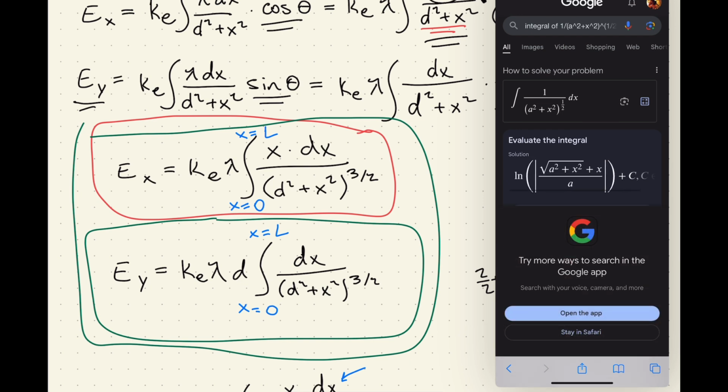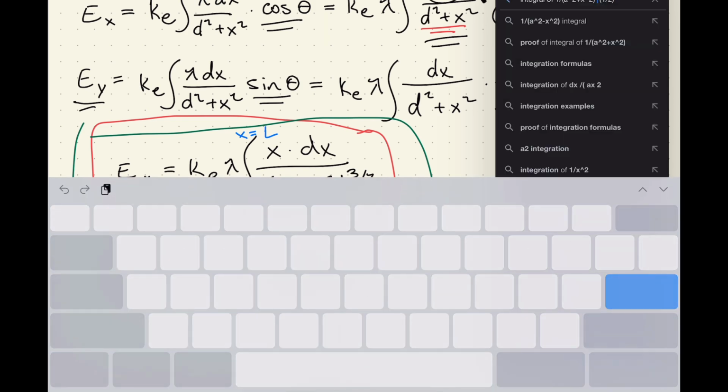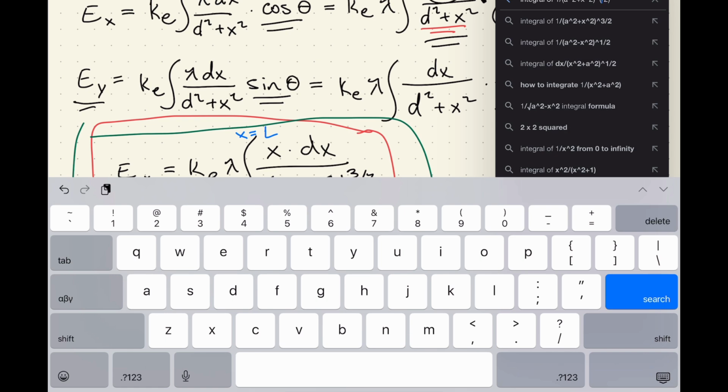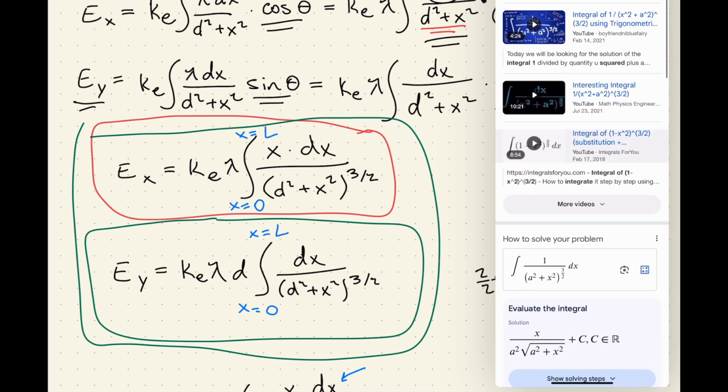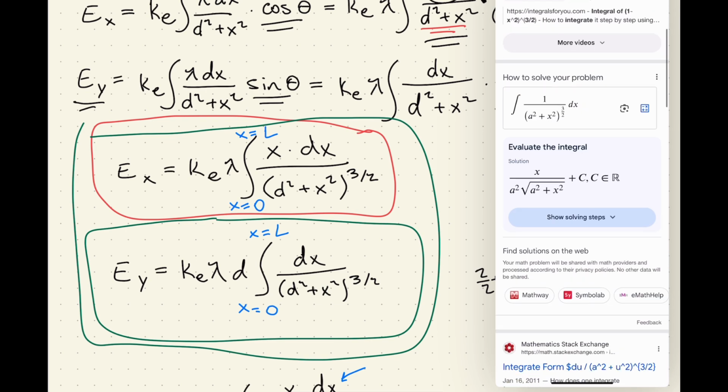Holy, wait a second. Oh, it's not to the power of 1 over 2. Yeah, I was confused because I did not expect an ln in there, a natural log. It's to the power of 3 over 2. Search that. Okay. All right. Check this out.